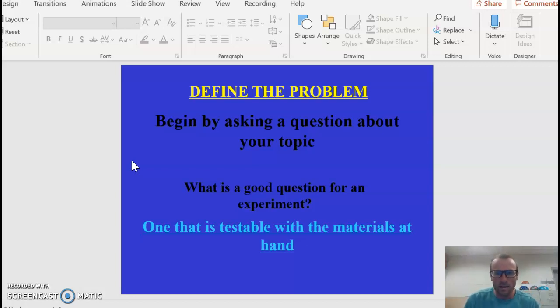So we start by asking a question about the topic. What is a good question? Well, science questions have to be testable. And that's something students usually struggle with a little bit: how do I generate a testable question? What kinds of data can we collect about the question? And will it lend itself to some sort of conclusion? So think for a moment. I'll pause the video about what a testable question might be.